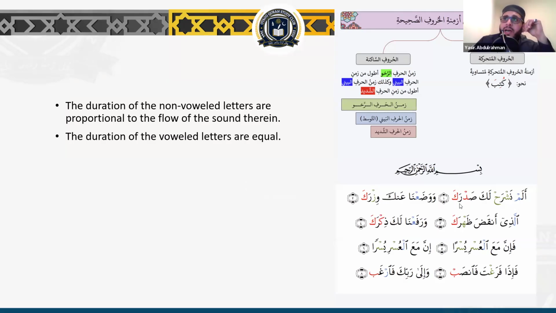Sadrak, wa wada'na anka wizrak, alladhi anqada zahrak. And if you continue, it becomes like a normal letter. The rule doesn't apply to it.